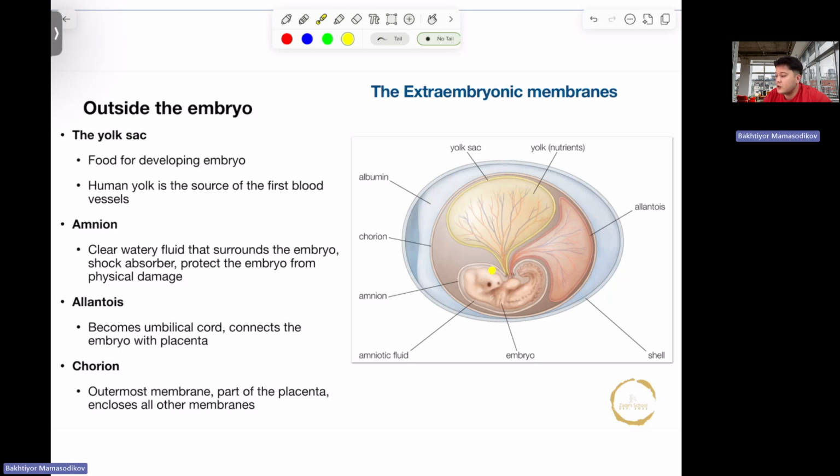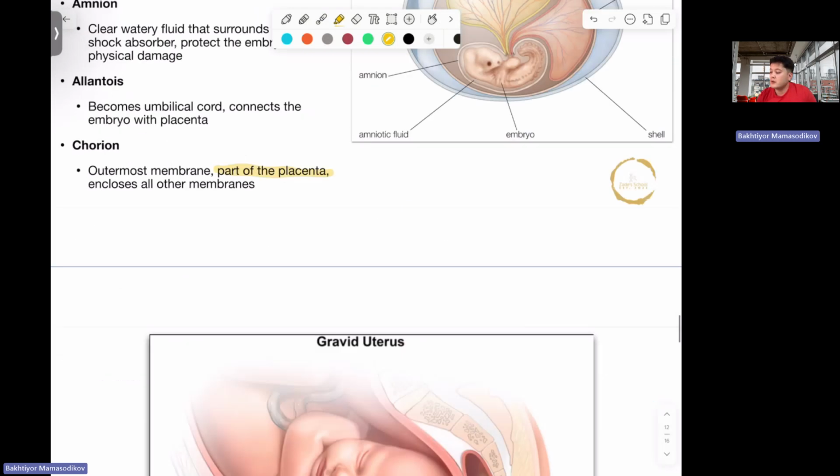And what's the allantois? This is the allantois. It becomes the umbilical cord, which provides nutrients to the baby and connects the embryo with the placenta. And the chorion, the most outer layer, is a part of the placenta. So this part is important. It encloses all the membranes. I hope you understood our today's lecture.